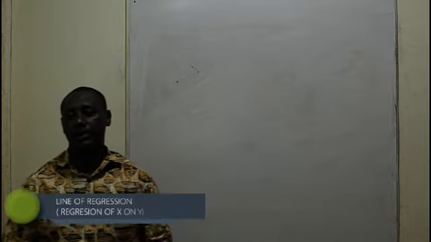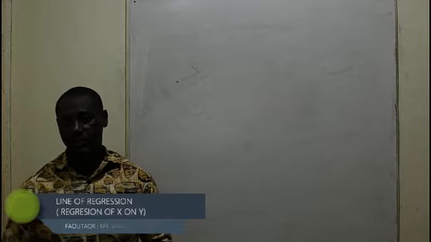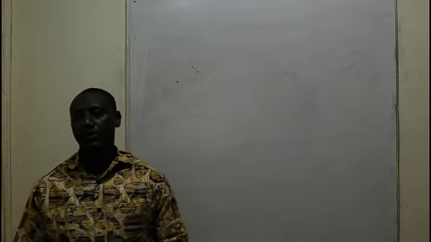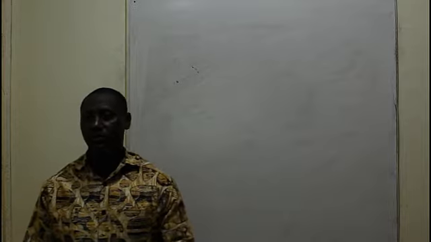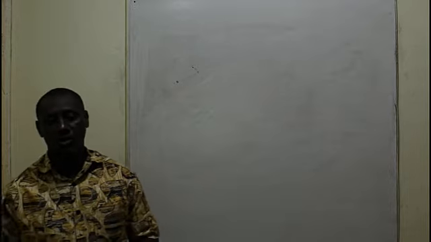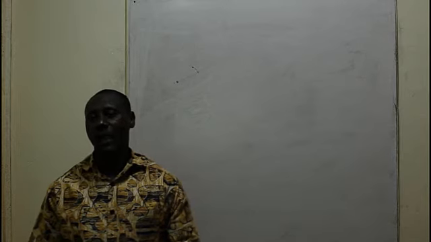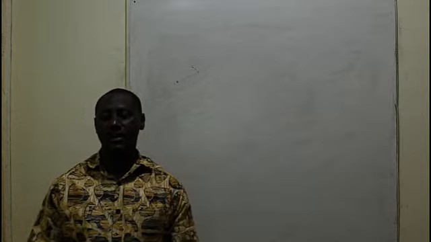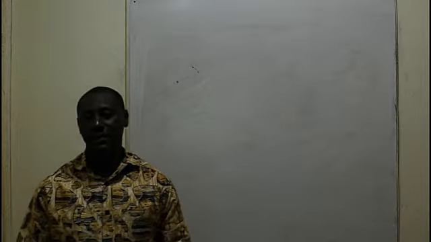Once again, we welcome back to our lecture, still on regression and then correlation analysis. But this time, remember the first lesson that we had, our focus was regression of y on x. In that sense, we said that y was dependent on x, and therefore x was the independent variable and y was the dependent variable.